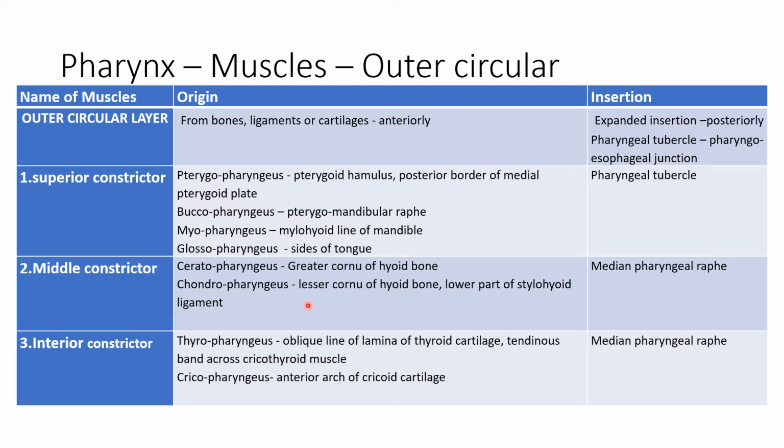Coming to the middle constrictor. It has a ceratopharyngeus part that takes origin from the greater cornu of hyoid bone and the chondropharyngeus part which takes origin from the lesser cornu of hyoid and lower part of stylohyoid ligament. The inferior constrictor has two parts. It is the thyropharyngeus part and the cricopharyngeus part. The thyropharyngeus part is taking origin from the oblique line of thyroid cartilage and the tendinous band across the cricothyroid muscle. The cricopharyngeus part is taking origin from the anterior arch of cricoid cartilage.